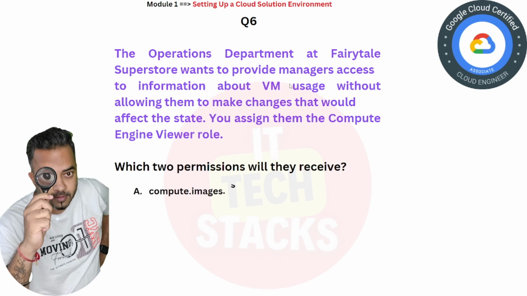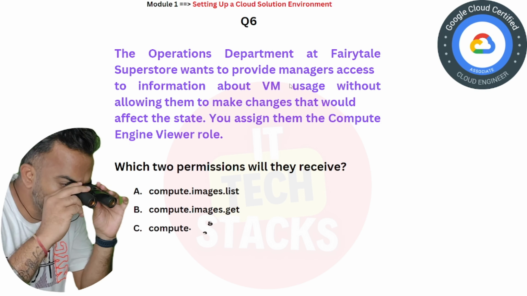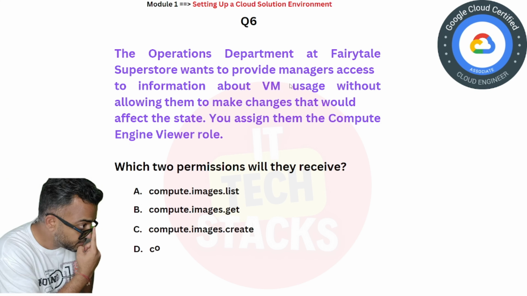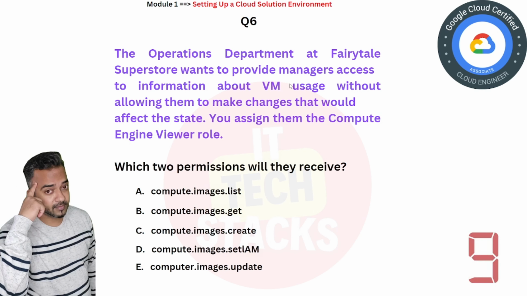Option A, compute.images.list. Option B, compute.images.get. Option C, compute.images.create. Option D, compute.images.setIAM. Or option E, compute.images.update. So which two permissions will they receive? And your time starts now.